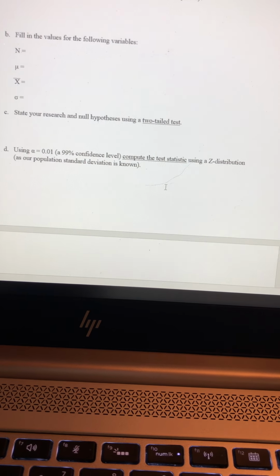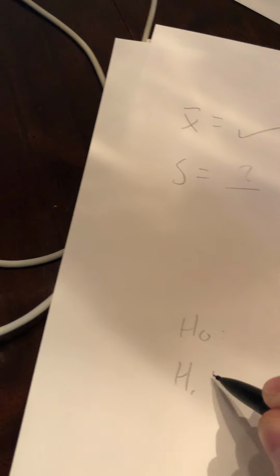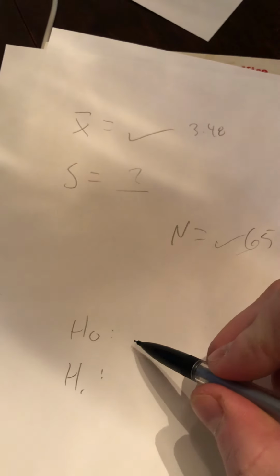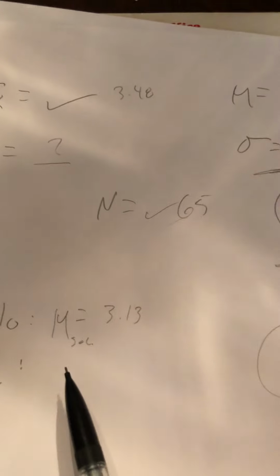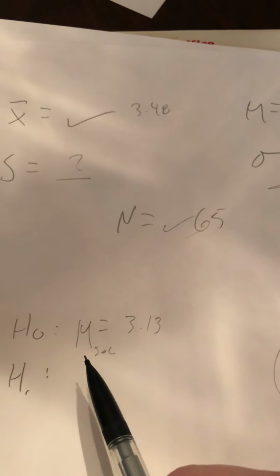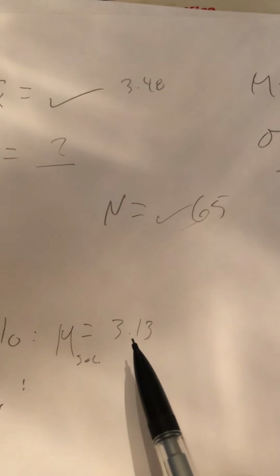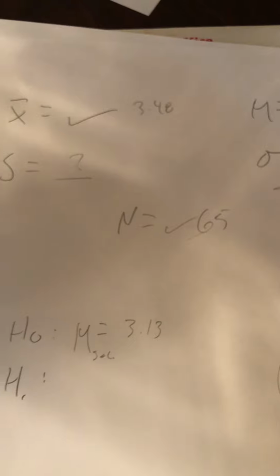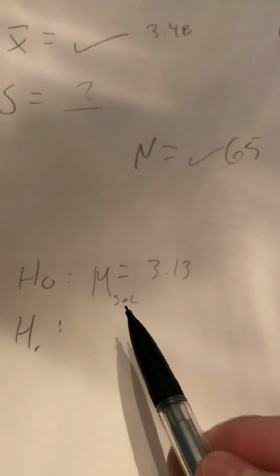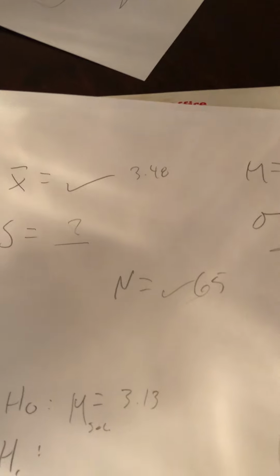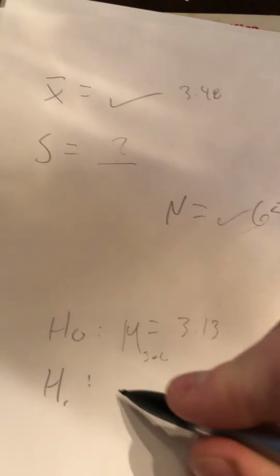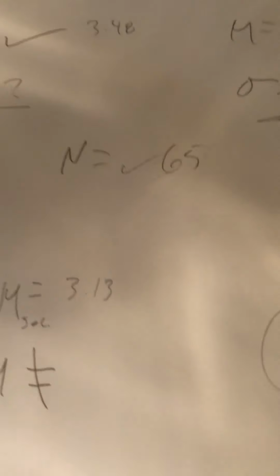State your research and null hypothesis using a two-tailed test. You're always going to have your null and research hypothesis, and your null hypothesis is always going to be the same. Mu is equal to 3.13, mu for Soc. So the true population mean of sociology students is equal to the overall population mean. It's basically saying, are sociology students, GPA-wise, the same as everybody else? Or is there something different about this particular sample? That's your null hypothesis. Since you're doing a two-tailed test, it's not equal to.